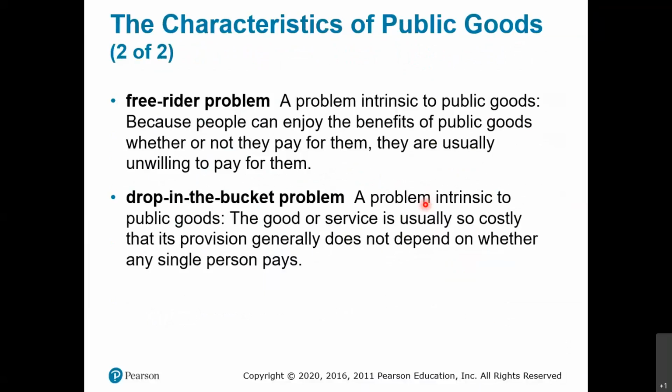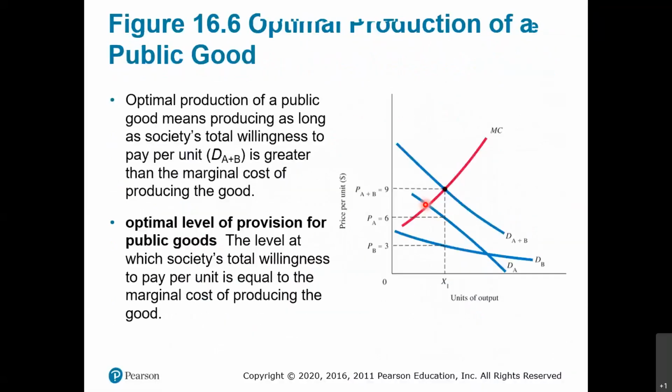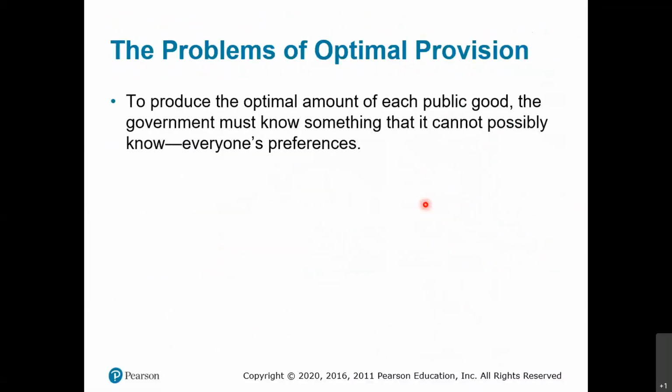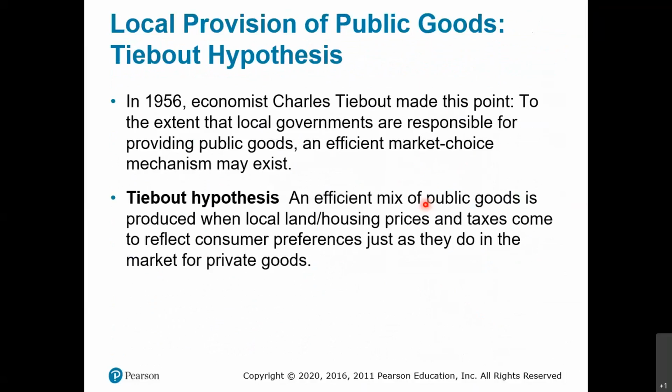Every society has to figure out how many public goods do you want. And there are differences in preferences. And the government has to know what it can't possibly know, everyone's preferences. And this is where you get to the Tiebout hypothesis, 1956, Charles Tiebout. And the idea goes something like this. If you have a relatively free society, people vote with their feet.